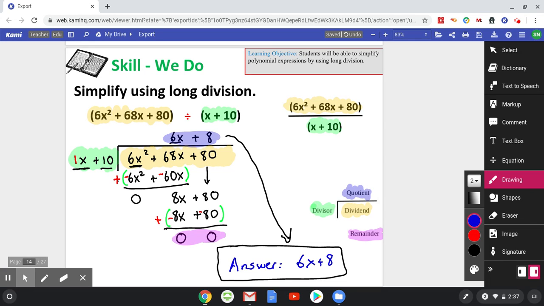Hello, this video is part 2 of simplifying polynomial expressions by using long division. I will finish off problem number 1 from part 1 by letting you know that in this case the answer is only the quotient. As you can see, the arrow points to the answer. Eventually the remainder will also be part of the answer. However, in this case it's not, because the remainder is 0.